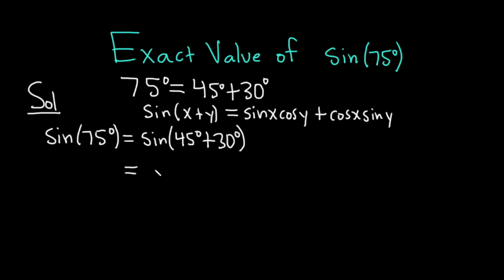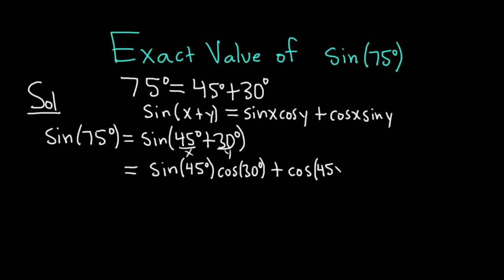So here this is equal to, so let's see, it'll be sine of 45 degrees, because that's our x, right? Our x is 45 and our y is 30. So sine 45 degrees cosine of 30 degrees, plus, and then we have cosine of 45 degrees, plus, oh, whoops, not plus, sine of 30 degrees. Right, just using the formula, x is 45 and y is 30. And now we can compute all of these values.